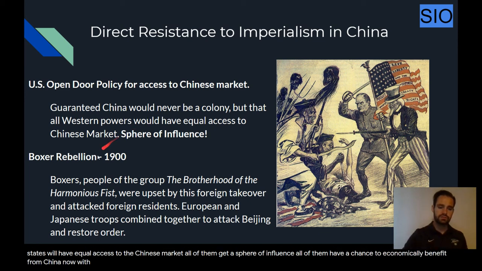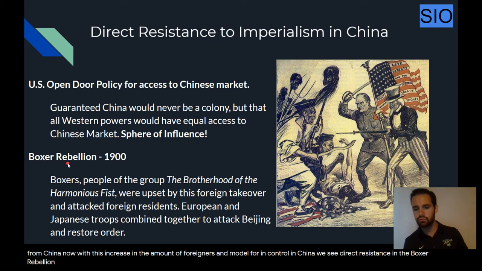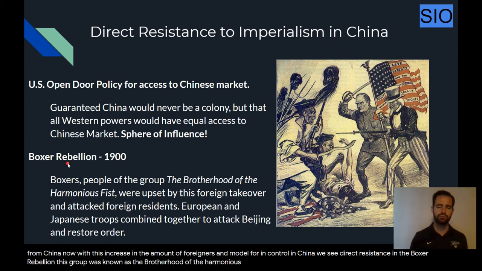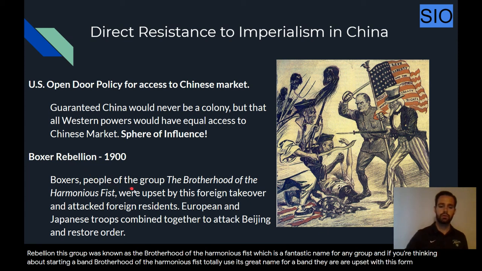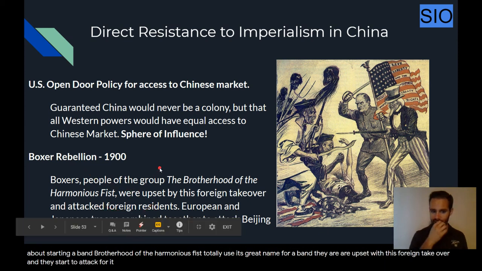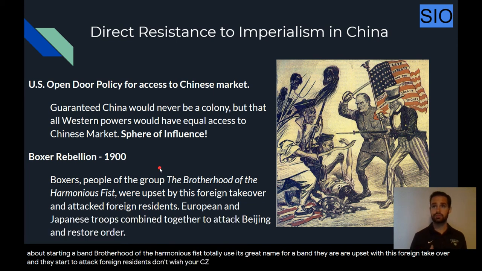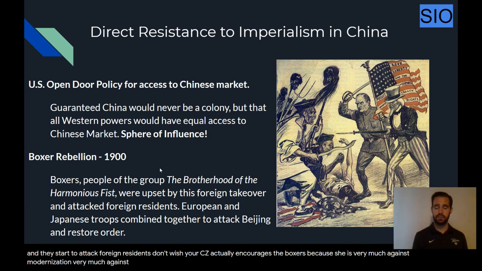Now, with this increase in the amount of foreigners and amount of foreign control in China, we see direct resistance in the Boxer Rebellion. This group was known as the Brotherhood of the Harmonious Fist, which is a fantastic name for any group. And if you're thinking about starting a band, Brotherhood of the Harmonious Fist, totally use it. It's a great name for a band. They were upset with this foreign takeover and they started to attack foreign residents. Dowager Cixi actually encourages the Boxers because she is very much against modernization, very much against the foreign influence, and she wants them to push the foreign influence out.